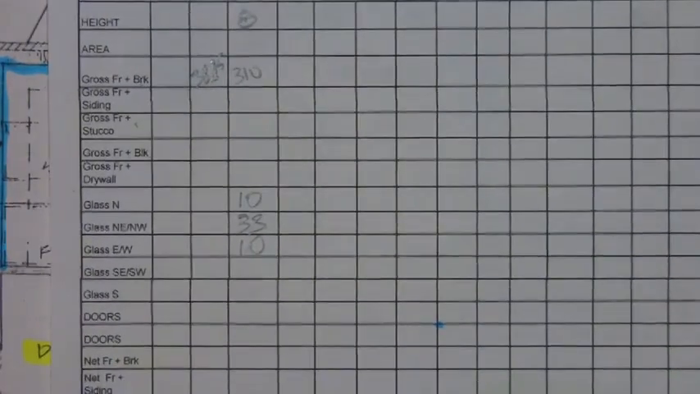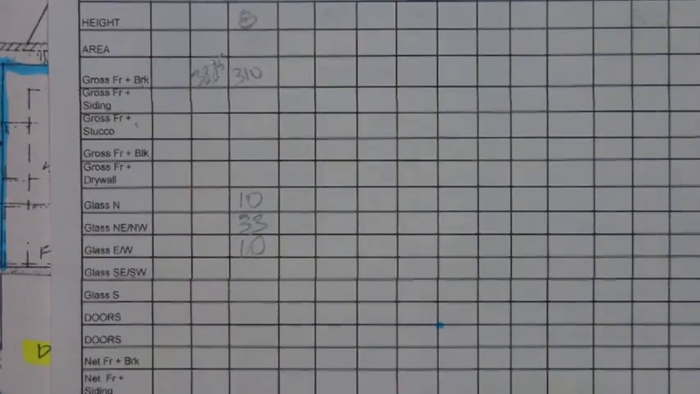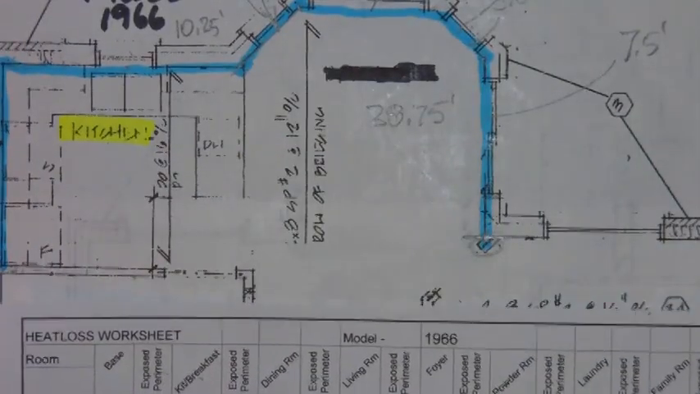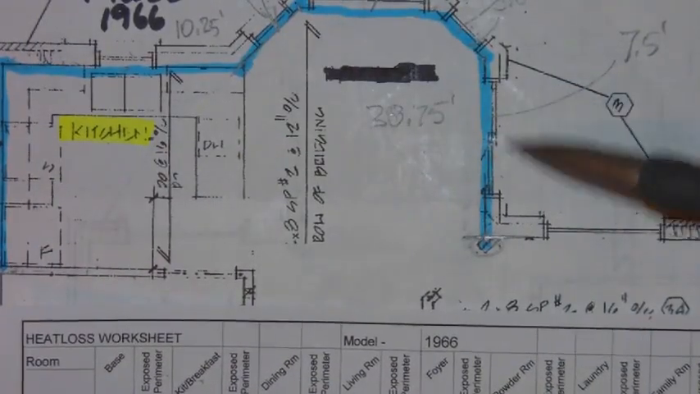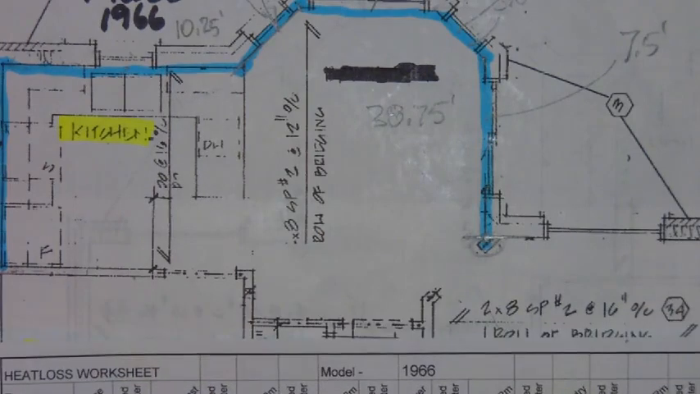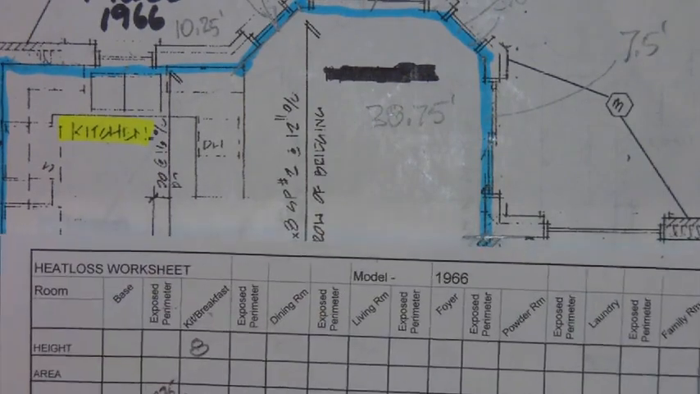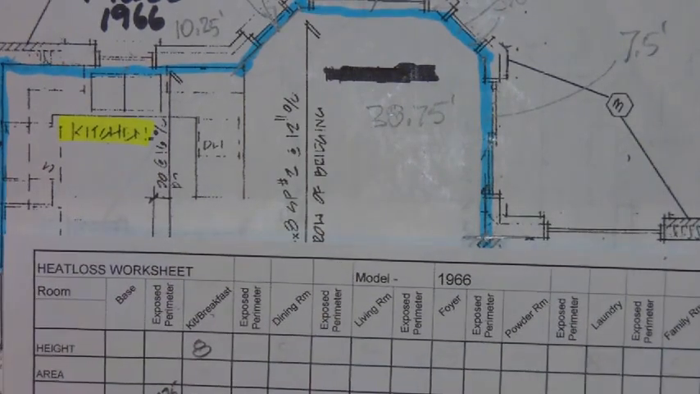Now in the next video, we'll have a look at measuring up the window here on the southeast side, and then finding our net wall area.